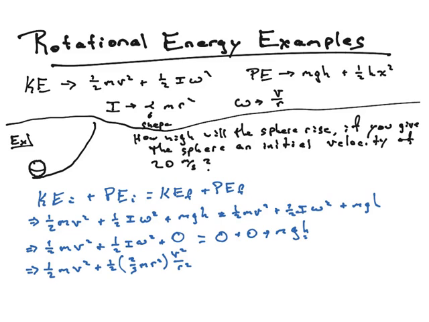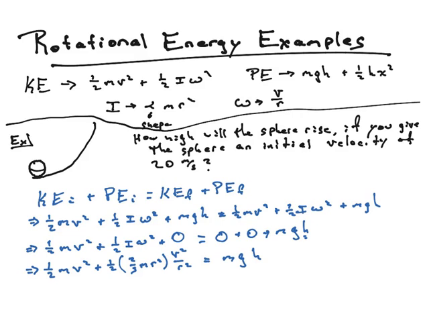Don't forget the squareds. It's really easy when you're rushing. You'd put omega is v over r, and you forget to square it. But remember, omega squared is squared. All right, then, I finish this up, mgh.